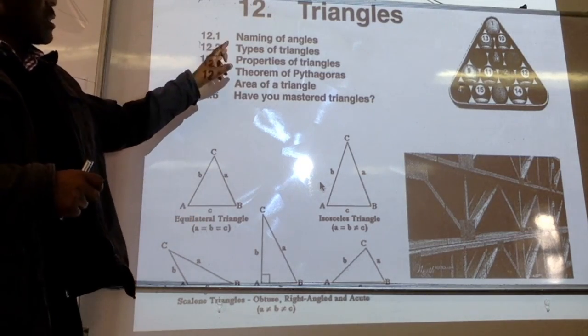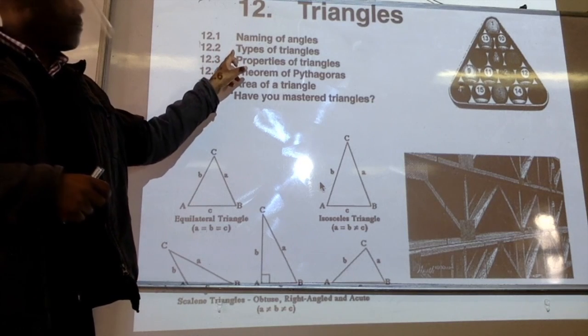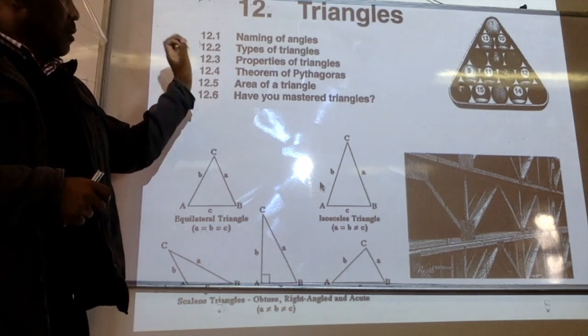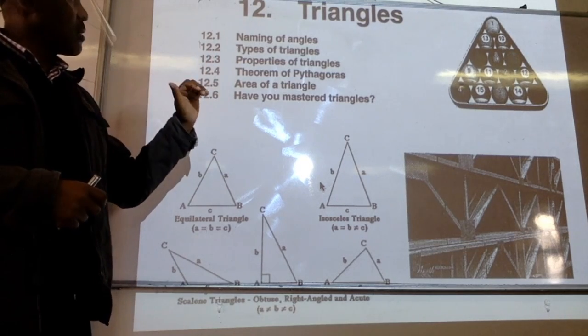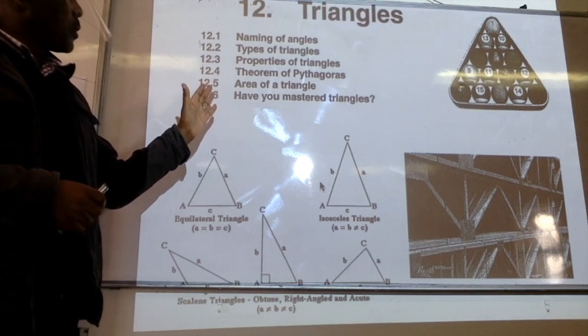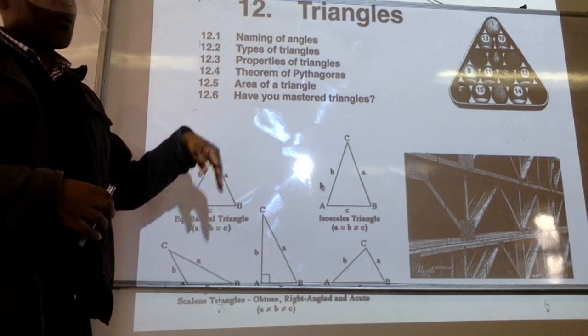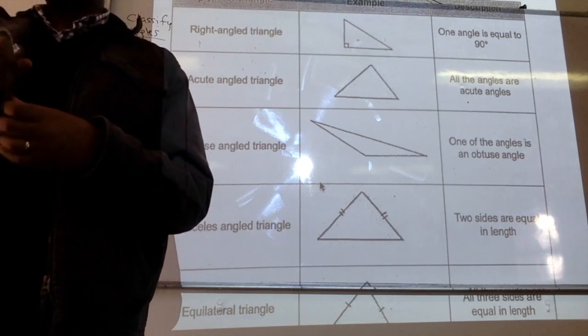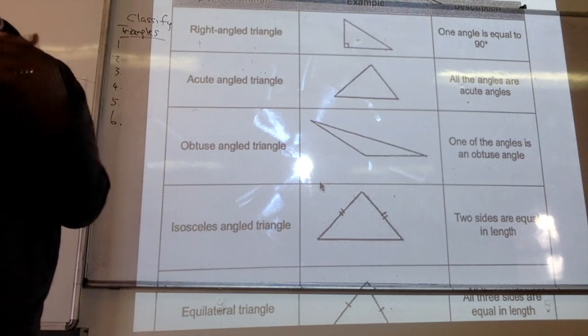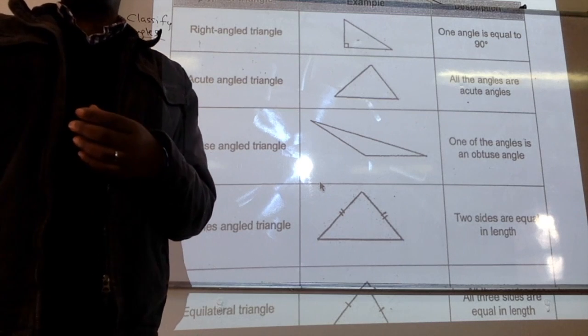Now we should be able to classify triangles, give the types of triangles, and then the properties of the triangles, the theorem of Pythagoras, it's in your syllabus, then area of a triangle. So make sure that you master all these things. Triangles can be classified using sides, and then they can be classified using angles. So let's use sides first.